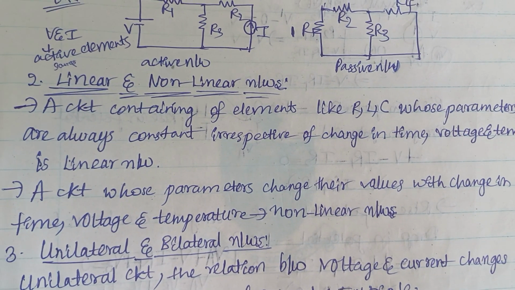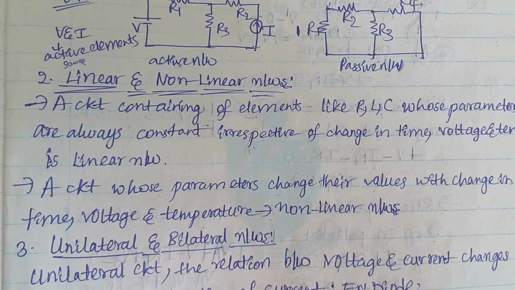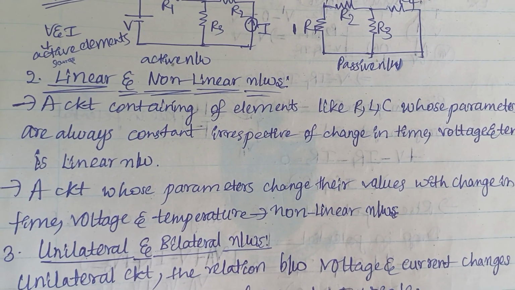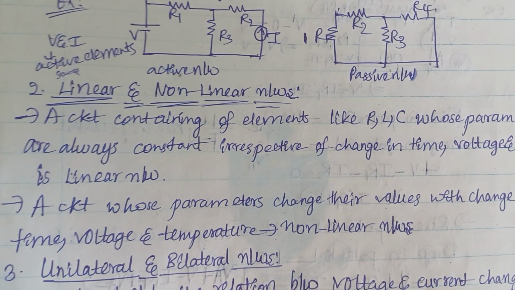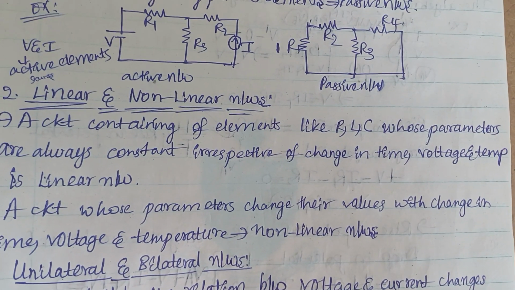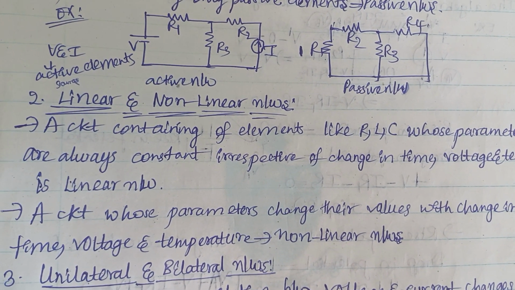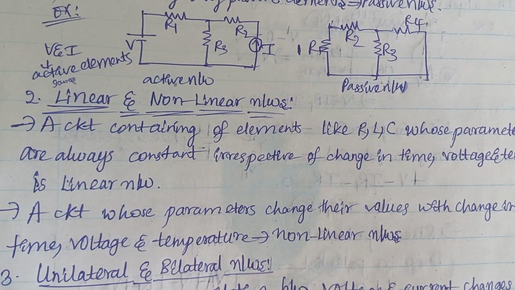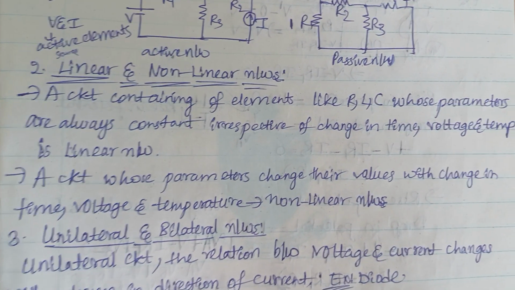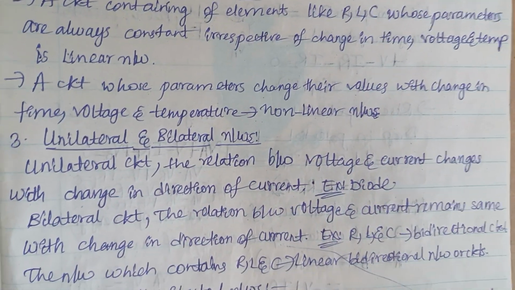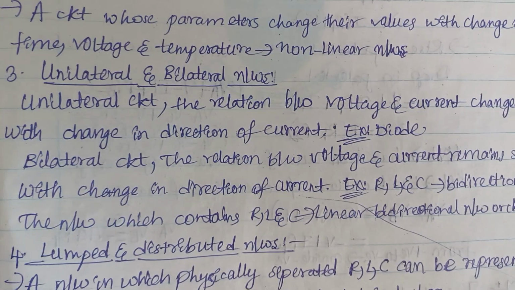Hope you're clear. And a circuit whose parameters change their values with change in time, voltage and temperature, if the parameters change, then we say it to be a non-linear network. Okay, now coming to the third one, that is your unilateral and bilateral network.